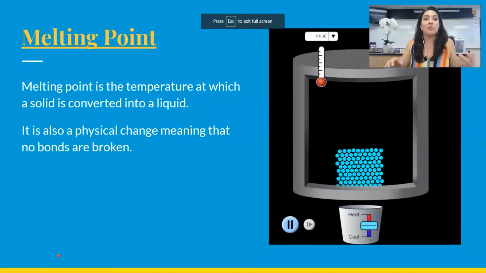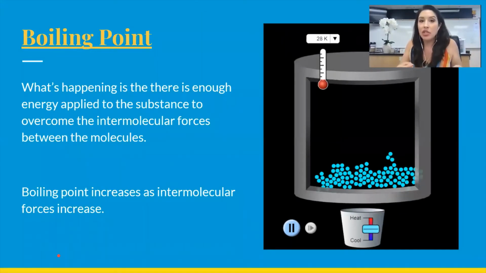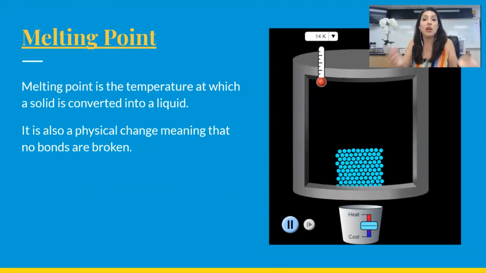What's happening at the molecular level is that there's enough energy applied to the substance, to this liquid, to overcome those intermolecular forces between the molecules and allow them to spread out. As the strength of various intermolecular forces increase from London dispersion to dipole to hydrogen bonding, we find that the boiling points of those substances also increase. So intermolecular forces are directly correlated to boiling point. The stronger the intermolecular force, the higher the temperature of the boiling point will be. So let's talk about melting point.